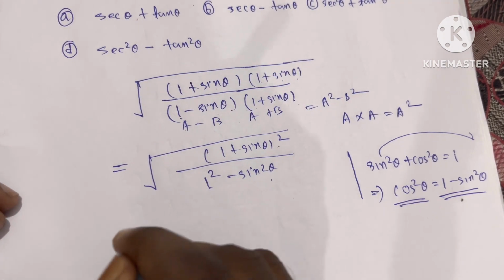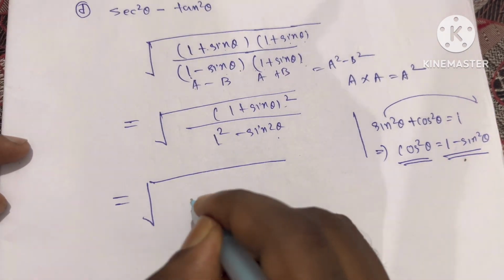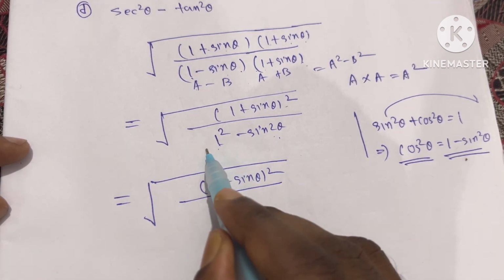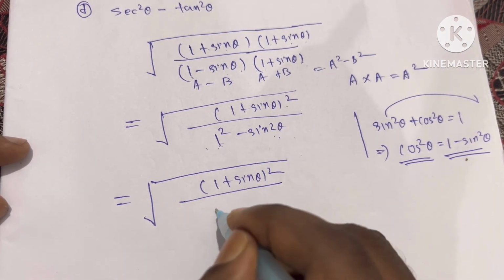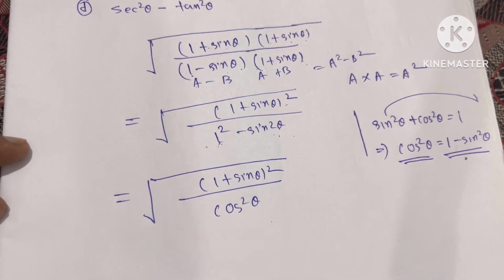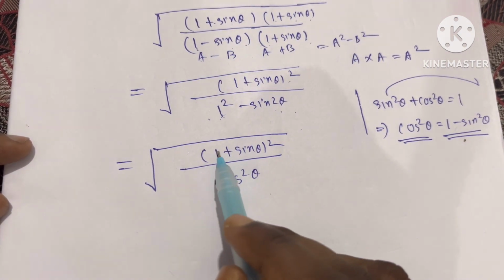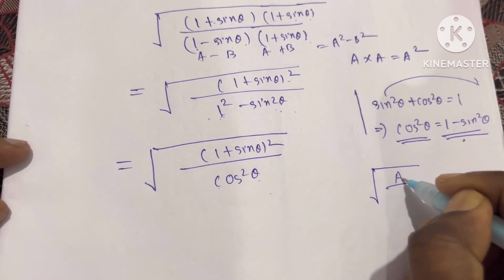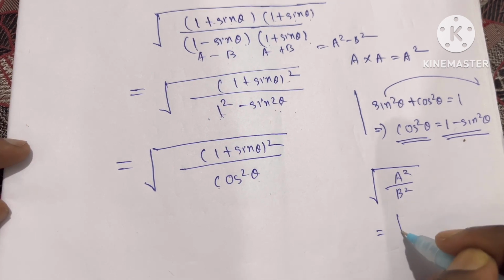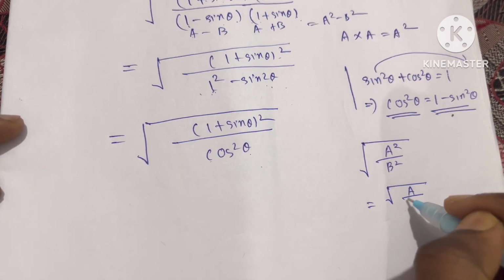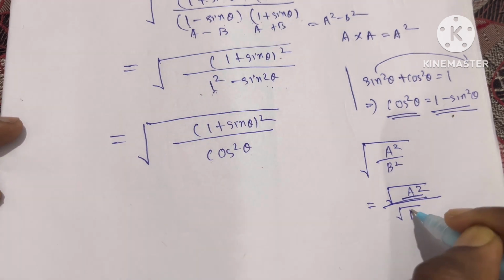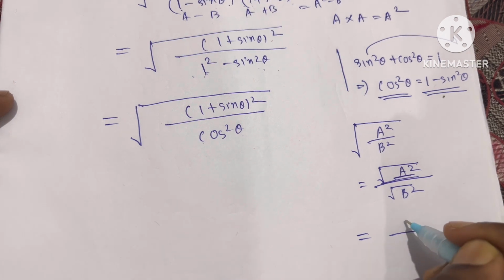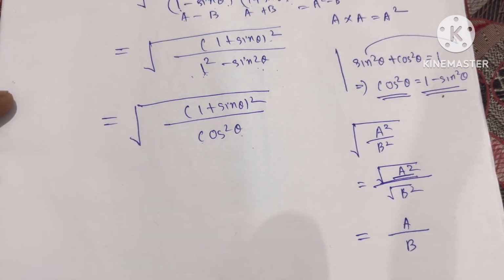So to simplify, you will get (1 plus sin theta) whole square divided by cos square theta. Now you see your question: the numerator is in square form and the denominator is also in square form. So we can cancel the root because of this property: root over (a square divided by b square) is root over a square divided by root over b square. We can separate the root, and then we get a by b, because root over a square means a.